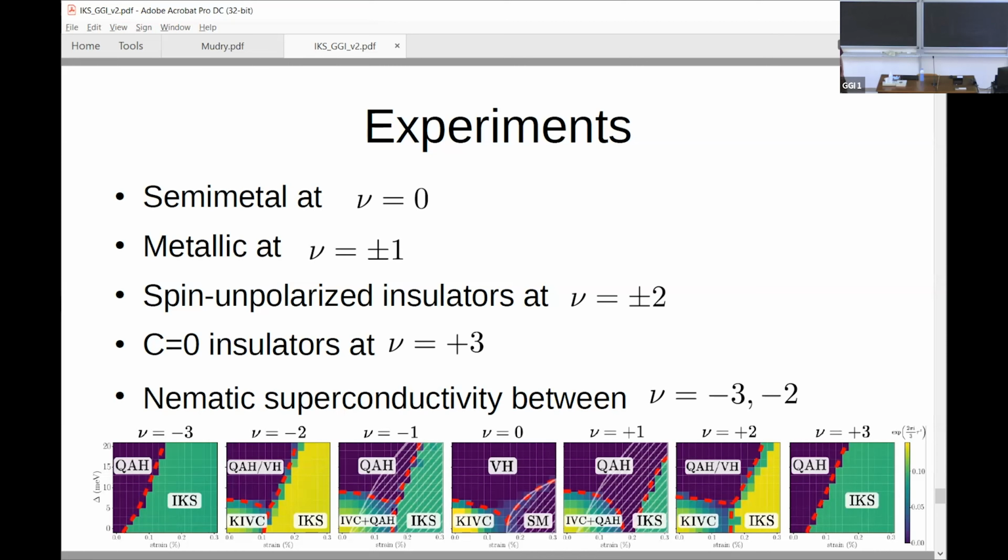And finally, there's been an observation that the superconductivity observed between -3 and -2 is nematic. The fact that we've got a nematic state at -2 and at -3 perhaps makes it plausible that the superconductivity between these fillings should be nematic as well. If we imagine that the IKS state is the parent state from which superconductivity emerges, then it would be natural to imagine that it inherits this nematicity from the IKS order.